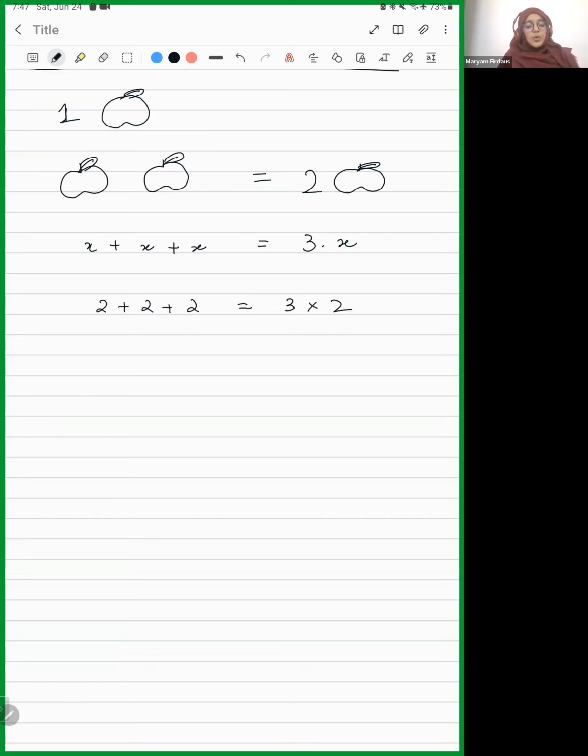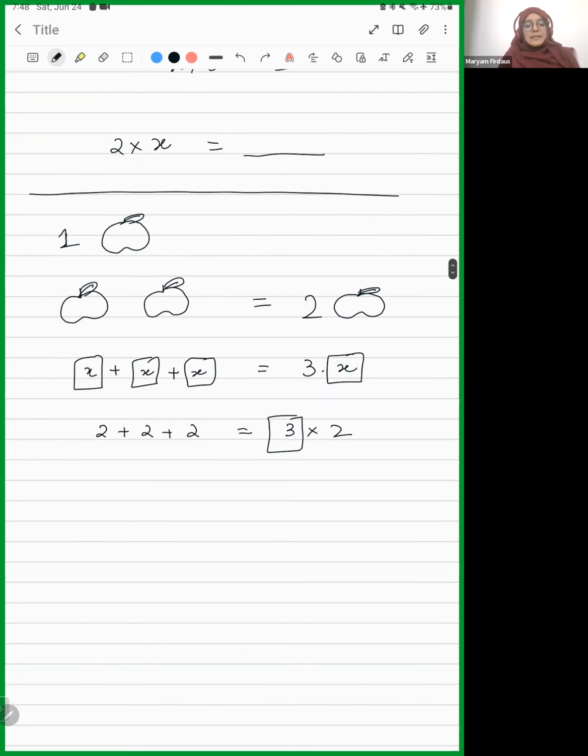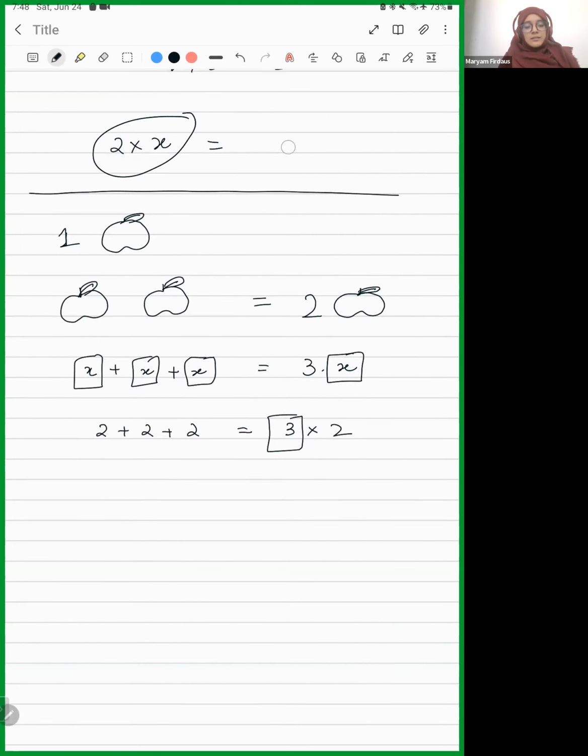2 is coming how many times? 3 times. Similarly, here x is coming 3 times. So that is why it is 3x. Right? 3x or 3 into x? Same thing. Just like 3 multiplied by 2. Here it is 3 multiplied by x. Now can you tell me 2 multiplied by x is written as? 2x. Very good. 2x.